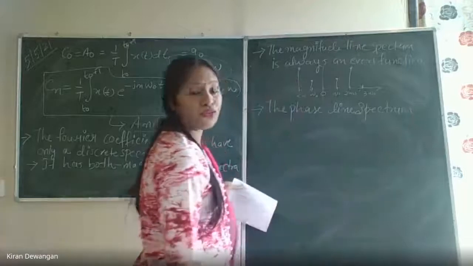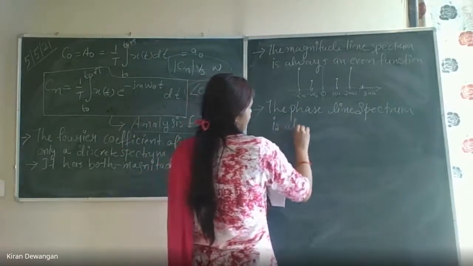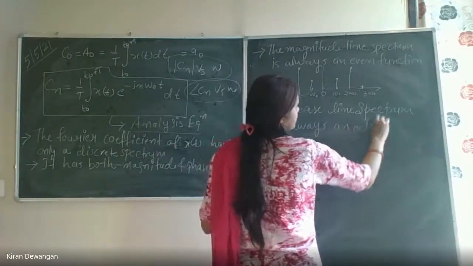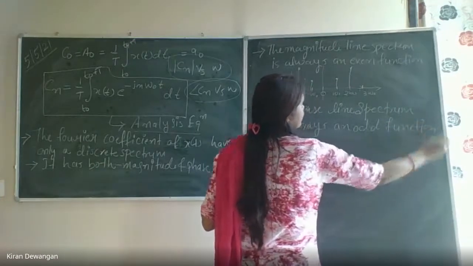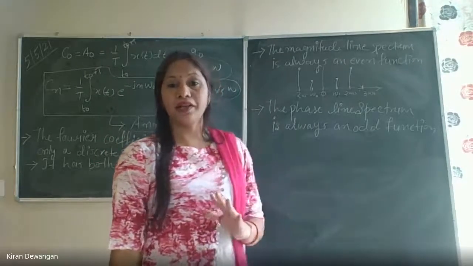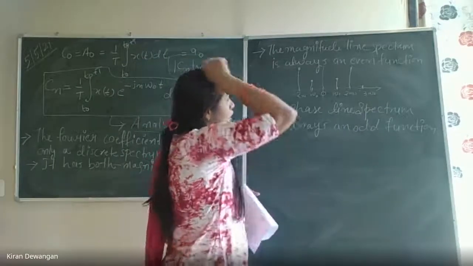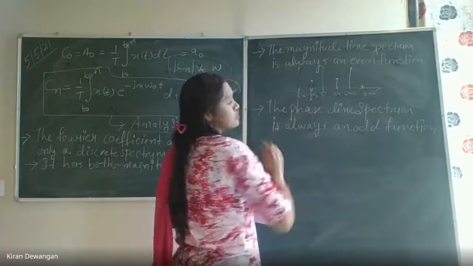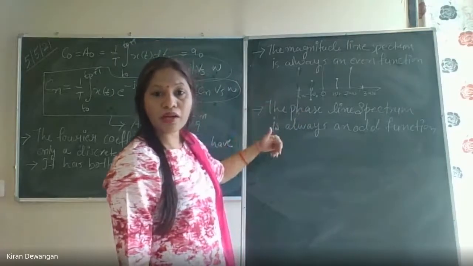Phase line spectrum is always an odd function. ठीक है? It is always an odd function. That means it will be anti-symmetric about the vertical axis. तो ये प्लॉट अगर आपका फेस का प्लॉट होगा तो फेस के प्लॉट में ये क्या हो जाएगा? नेगेटिव साइड में इट विल बी दिस वे एंड दिस वे. ठीक है? तो ये आपका नेगेटिव हो जाएगा. सो इट इज एंटी सिमेट्रिक अबाउट द वर्टिकल एक्सिस.